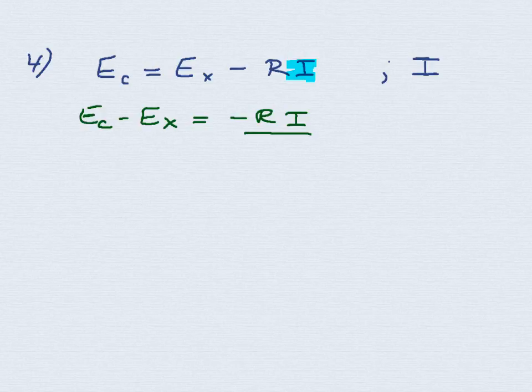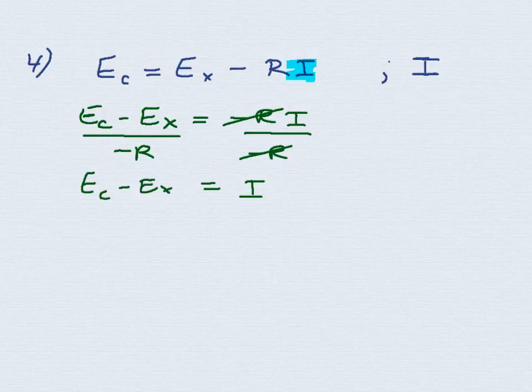So if you divide this by negative R, that would cancel, and divide the left by negative R, you will be left with I equals the EC minus the EX over negative R. Now the only problem with this answer is you cannot leave the R on the bottom as a negative number. So we're going to take every term in the expression on the left and multiply every single term by a negative 1 to change it.